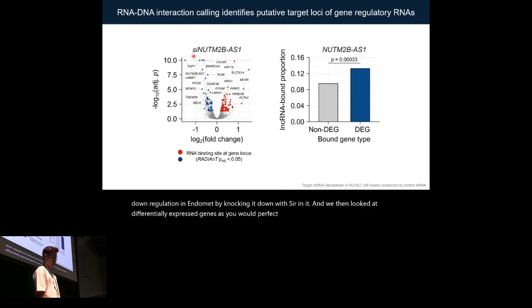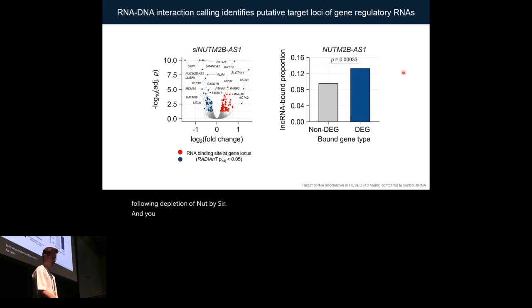But what we did is we looked at those differentially expressed genes and asked the question, was there a NUT binding site at that gene locus that we saw in the RADICL sequencing? And all the genes that you see highlighted in this volcano plot, we saw a NUT binding site across the locus of that gene. And that was actually statistically significant in terms of there being an enrichment for NUT binding sites at genes which were differentially expressed following depletion of NUT by siRNA.